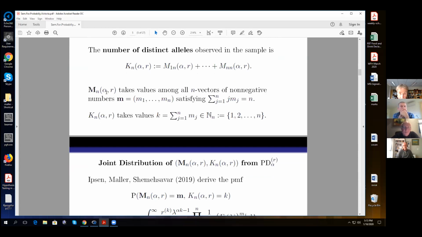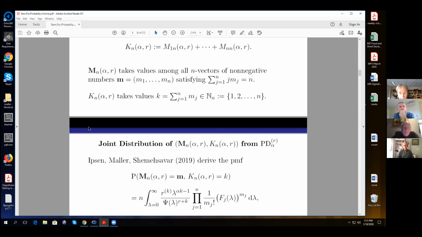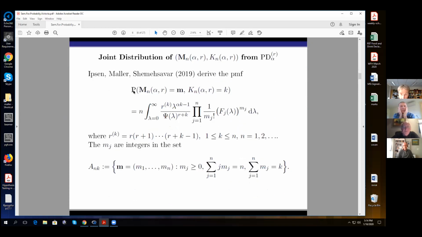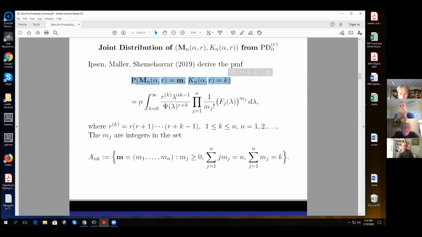M_n takes values among n-vectors of non-negative numbers, lowercase m, with the constraint that the summation of j times m_j equals n, which is the sample size. And K_n, which is the summation of the m_j's, of course, takes values among the first n integers. In this earlier paper, we described the joint mass function of the M and the K taken together in this form.